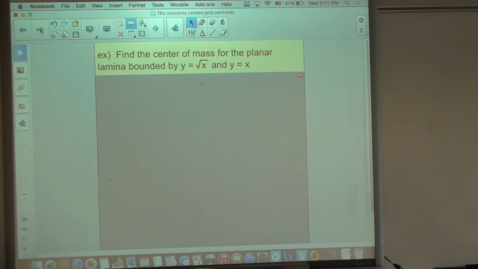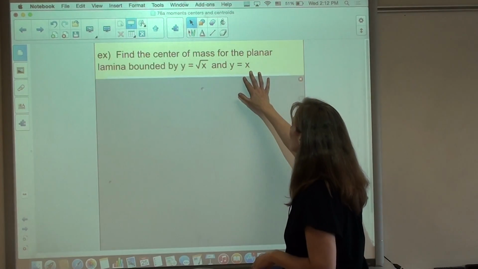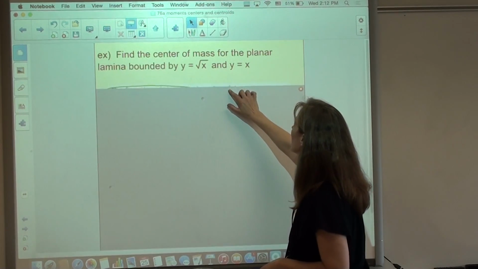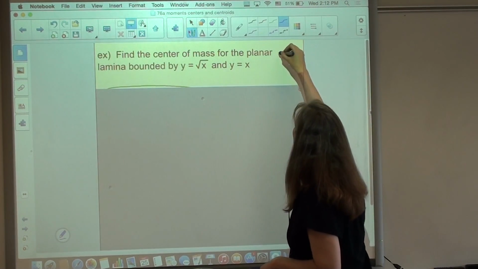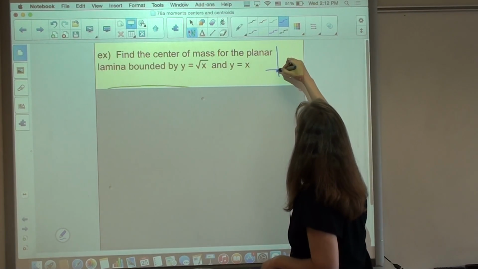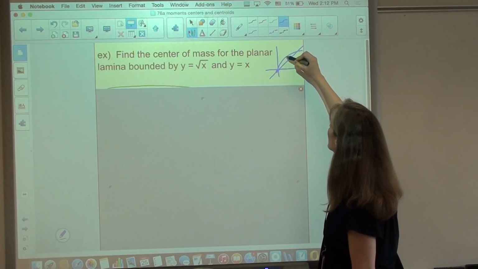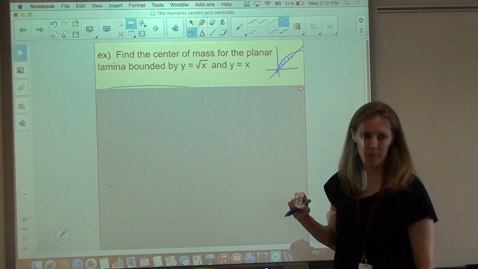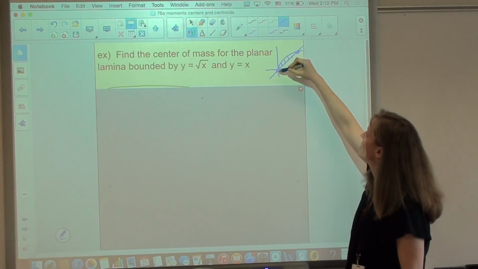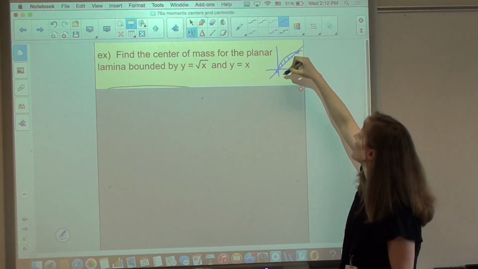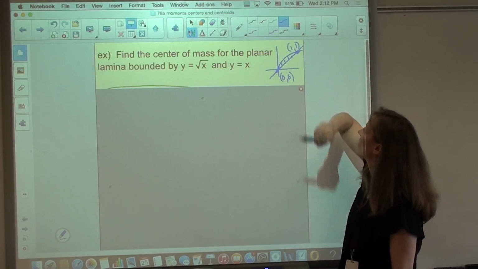All right, so we're going to find the center of mass for the planar lamina bounded by y equals root x and y equals x. Y equals root x looks like that. Y equals x looks like that. We're dealing with this lovely little slice right there. Points of intersection: remember, these are all calculator questions. You can find the point of intersection on your calculator, but I'm hoping you would know this is 0, 0, and this is 1, 1.